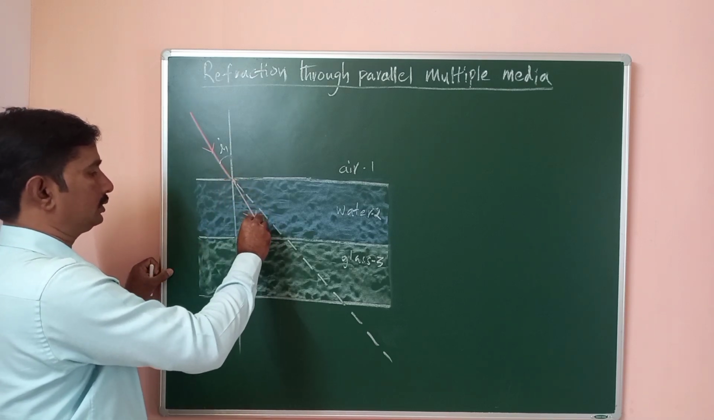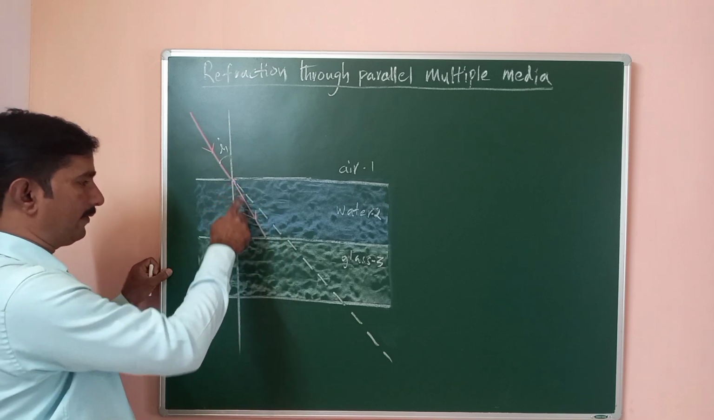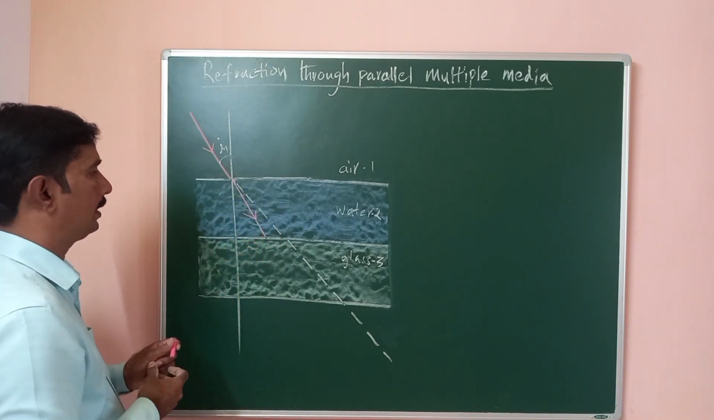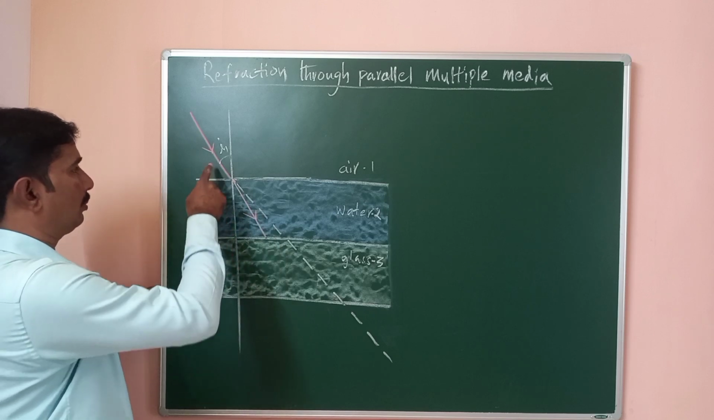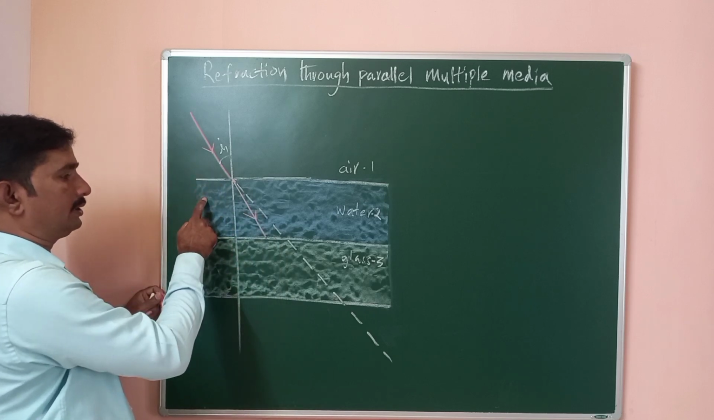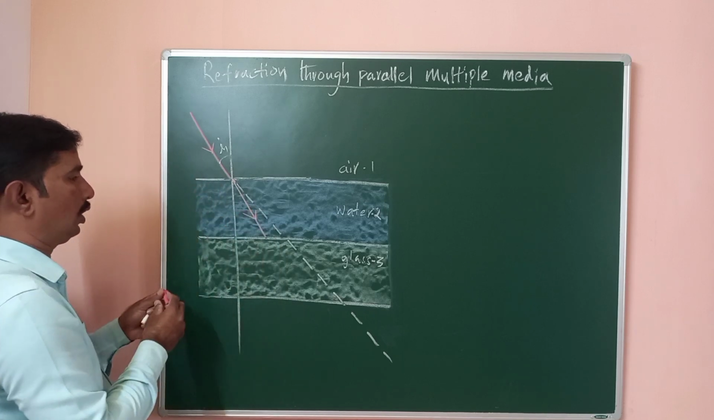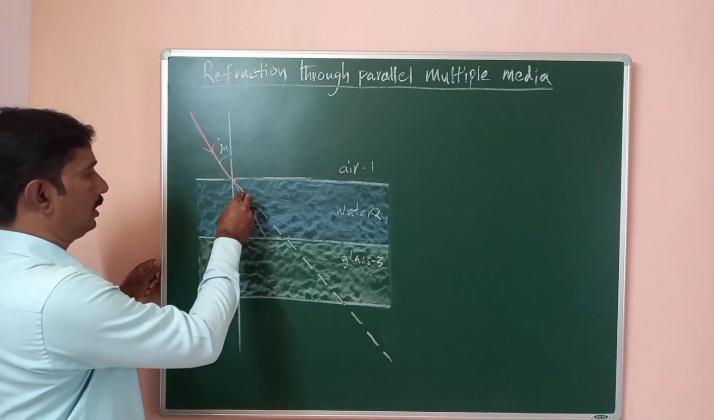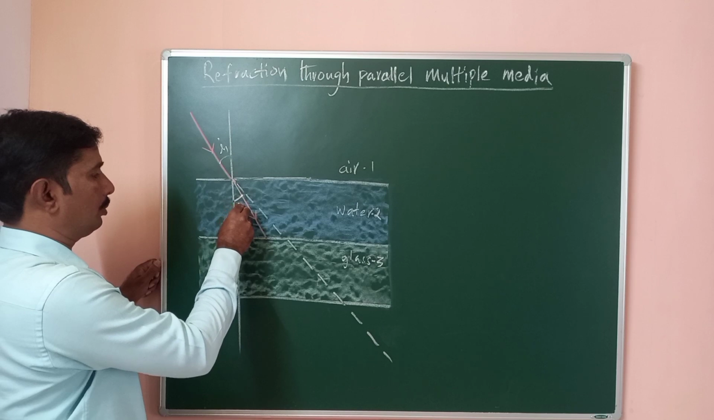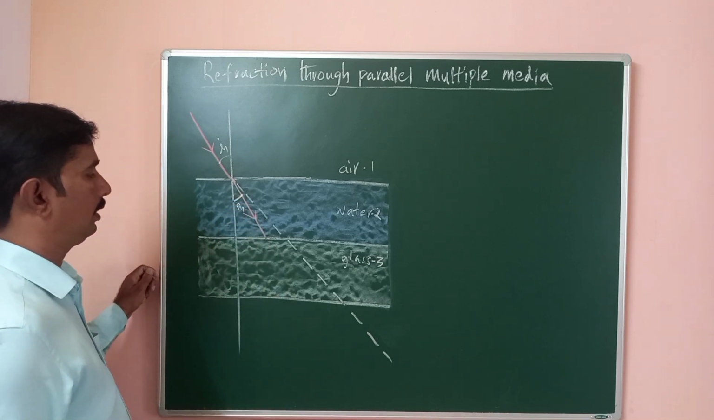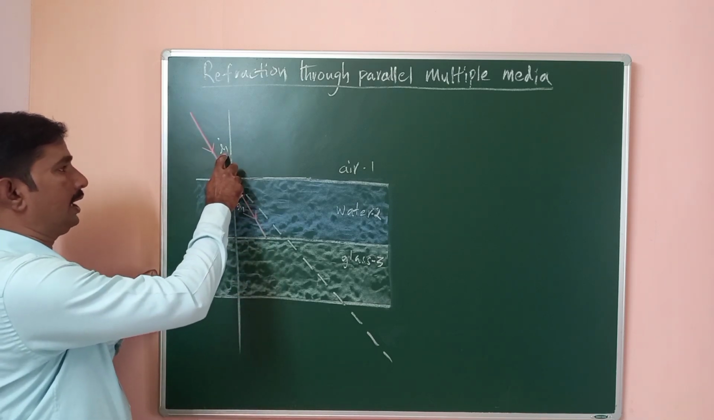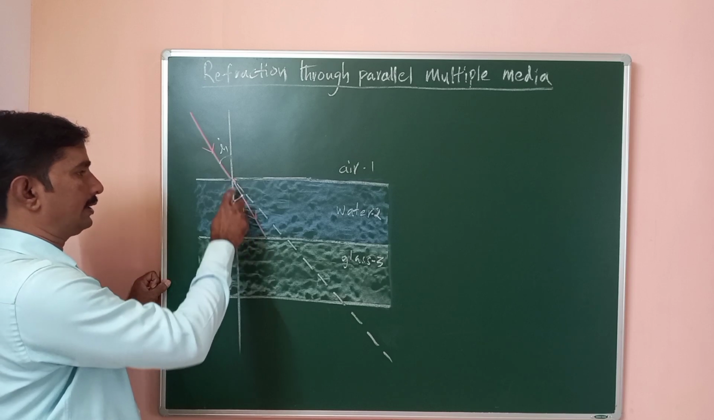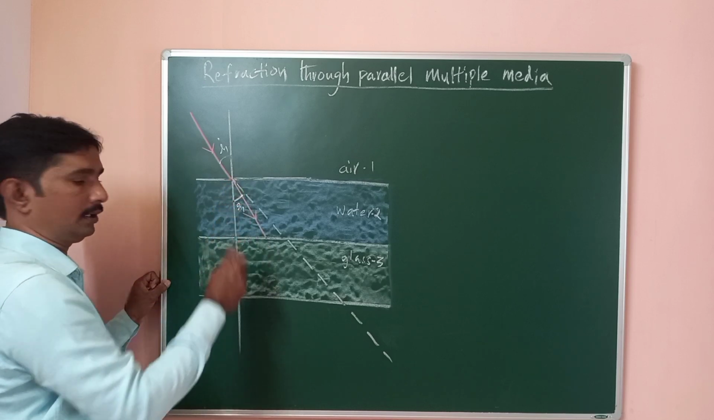When it goes into water, it travels with a different velocity. It will bend towards the normal because air is the rarer medium and water is the denser medium. And this is the refracted ray in water. Now this angle we will consider to be R1. This is the angle of incidence I1. This is the angle of refraction at the first interface, R1.